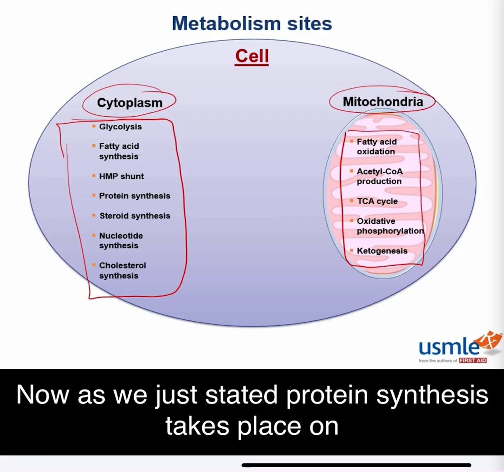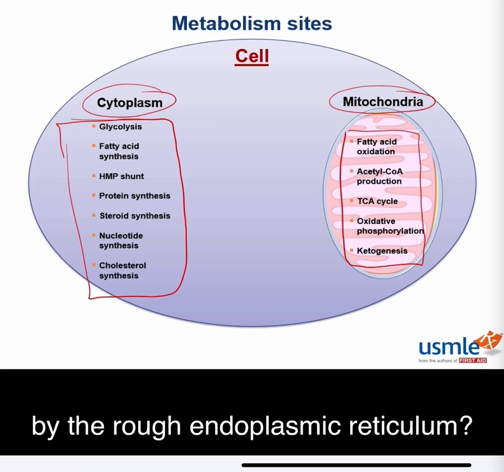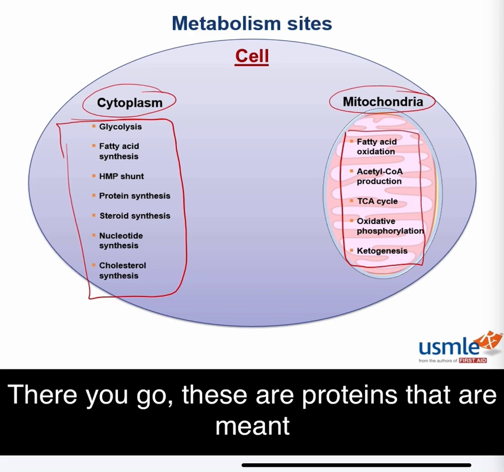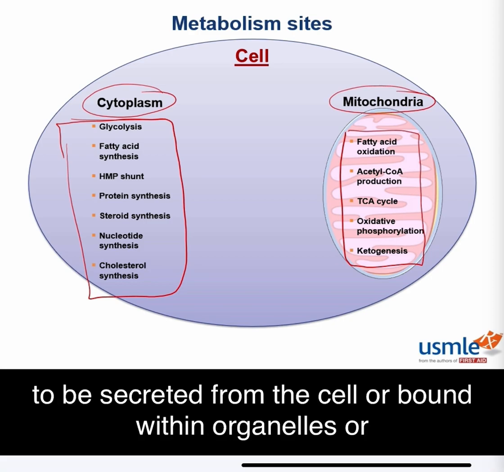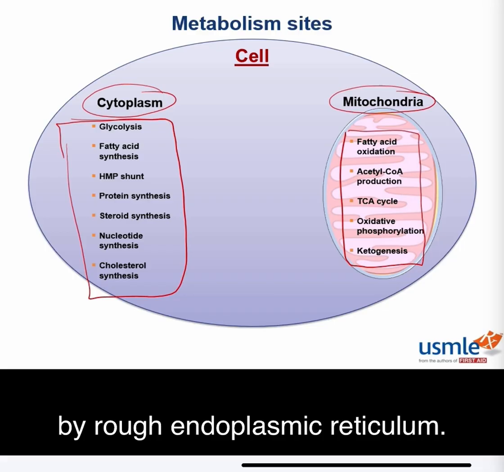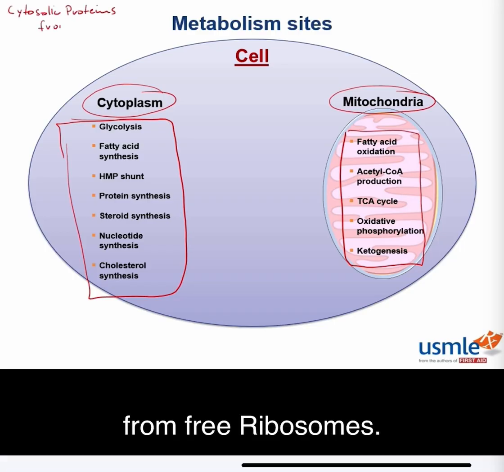Now, as we just stated, protein synthesis takes place on the rough endoplasmic reticulum. And do you remember which type of proteins are produced by the rough endoplasmic reticulum? There you go. These are proteins that are meant to be secreted from the cell, or bound within organelles, or embedded in membranes, as these are all synthesized by the rough endoplasmic reticulum, while the cytosolic proteins are synthesized from free ribosomes.